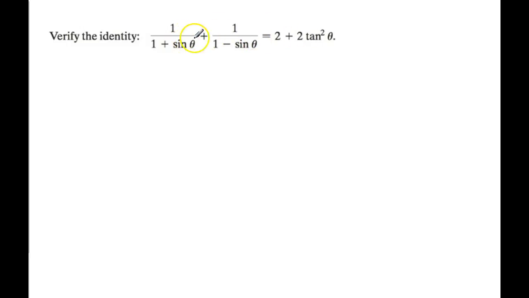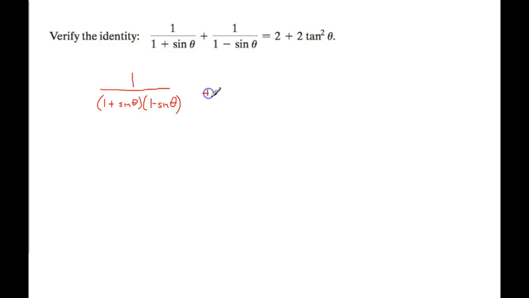Alright, same thing as before. When I see this, when I see 1 plus, 1 minus, I'm thinking the difference of squares, 1 minus sine squared. Now where would that come in here? It's just going to be getting a common denominator on the left hand side. So the common denominator is going to be the product of these two. One's a plus and one's a minus. So the common denominator is going to be 1 plus sine theta times 1 minus sine theta.